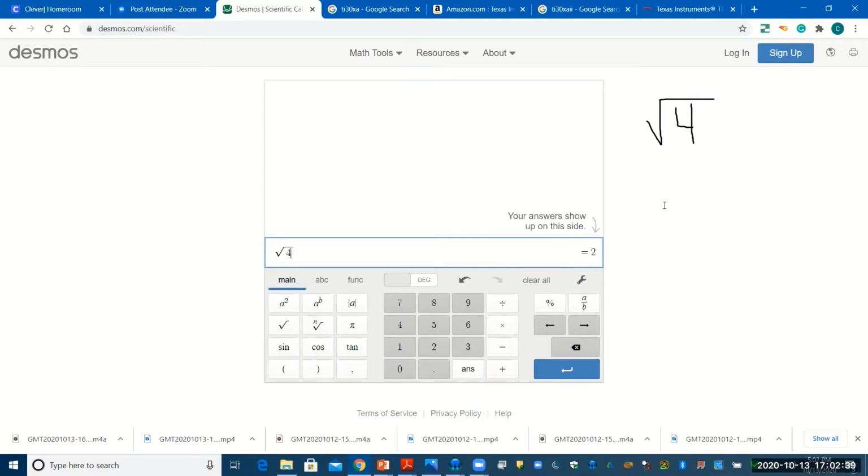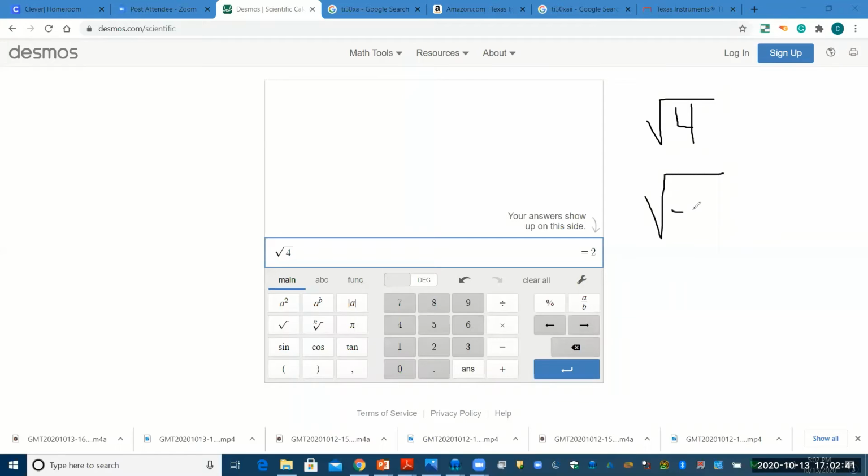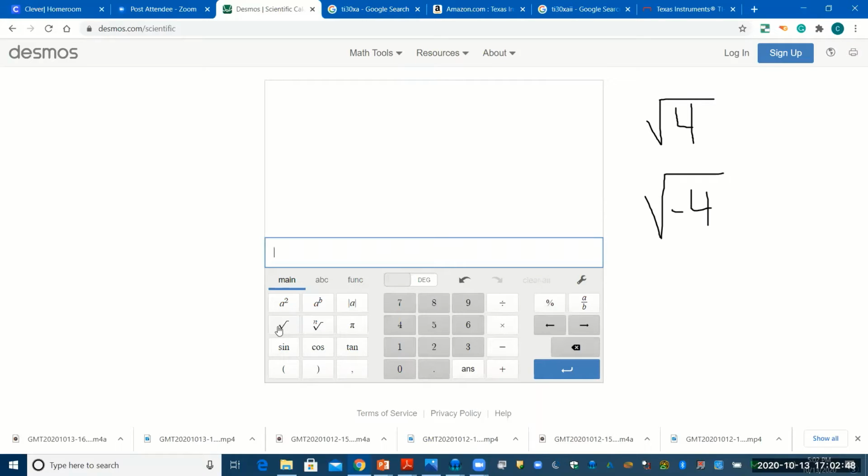If I wanted to put the square root of -4, I would press clear all, press the square root button, and then -4 in this calculator. That would give us undefined because negative numbers don't have perfect square roots. There's no number in the world that you can multiply by itself to get -4. It just does not exist. So that's how you put squares in the calculator.